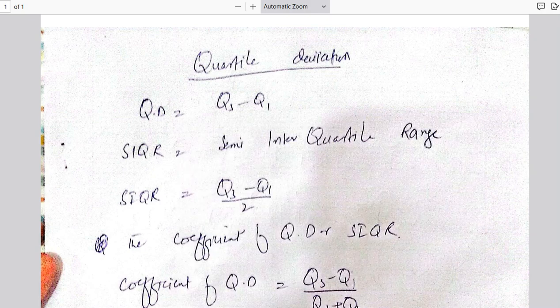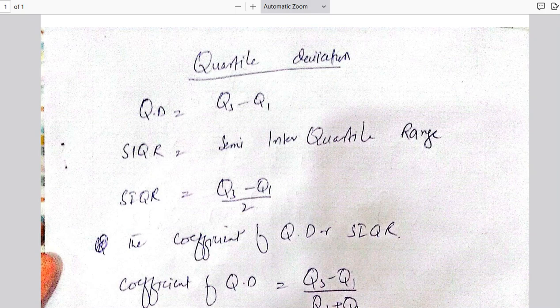Okay, this is the next topic, which is about quartile deviation. In quartile deviation, the formula is QD, which is Q3 minus Q1, and this is a second measure of dispersion after range. In range, we only have to find the maximum and minimum value and find the difference. But quartile deviation is a bit better than range, because here we are interested in the first and third quartile, the difference between the first and third quartile.